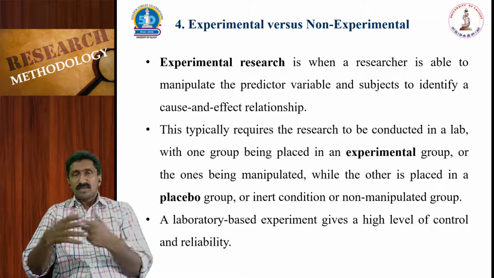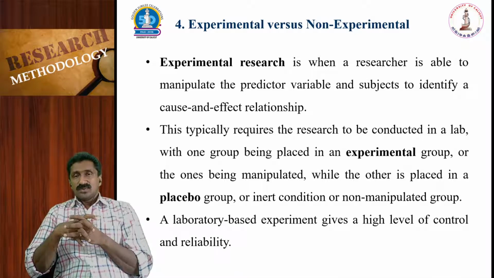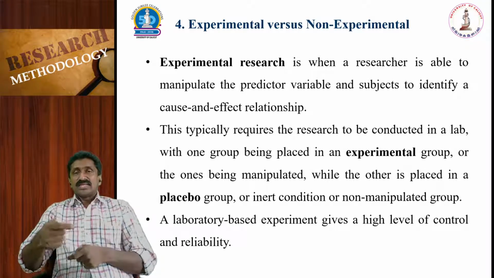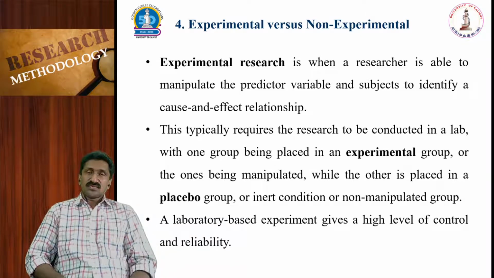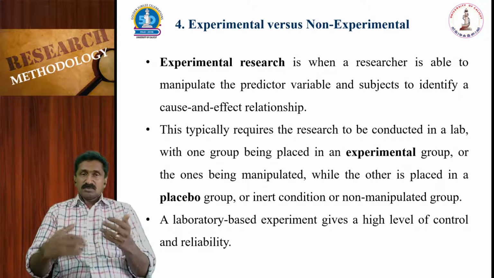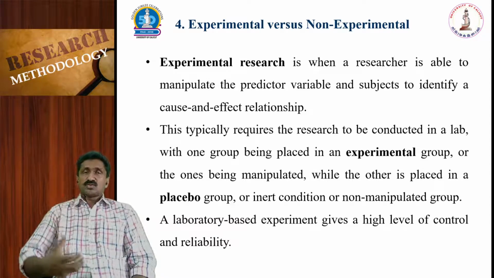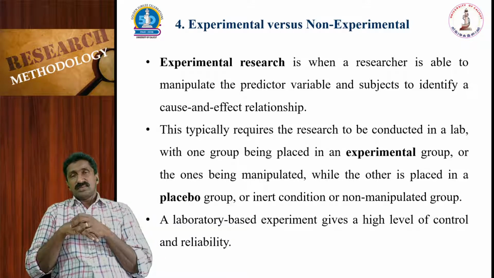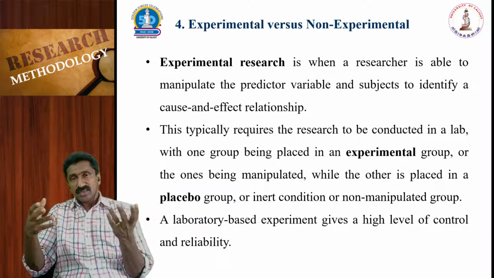If you want to manipulate a variable, it should not be a natural event or an environmental variable. The variable needs to be under your control, so that you can increase or decrease it. That predictor variable needs to be manipulated in experimental research. For example, pH or temperature can be experimentally varied. But in some cases, like the weather, that is not under your control. You cannot manipulate that.